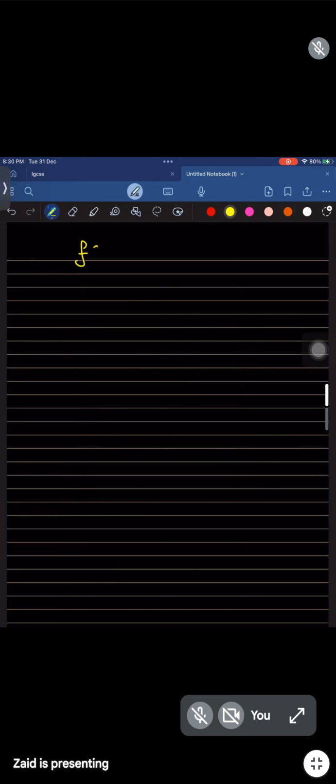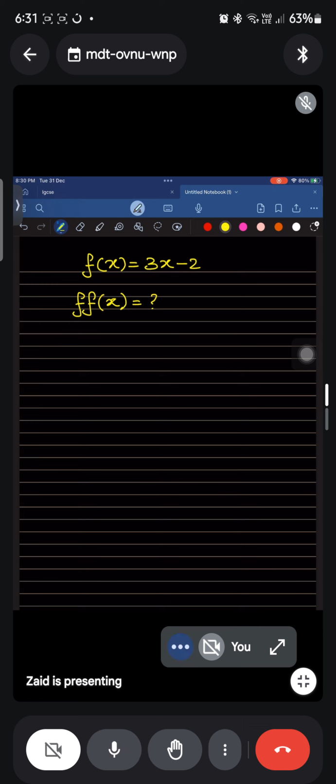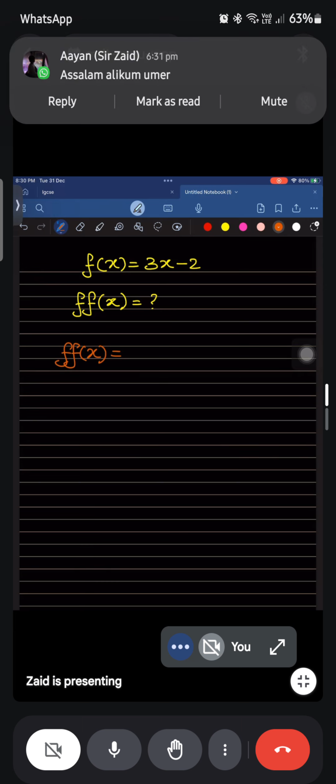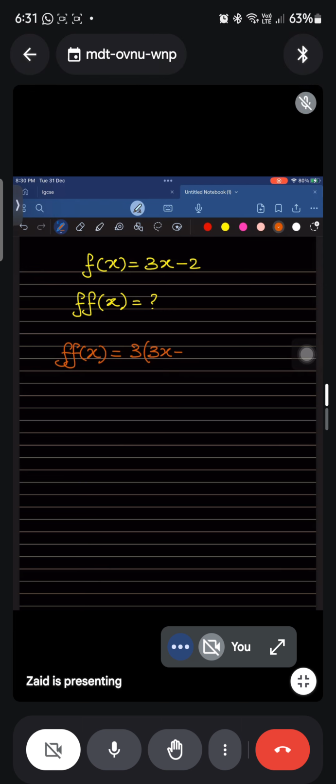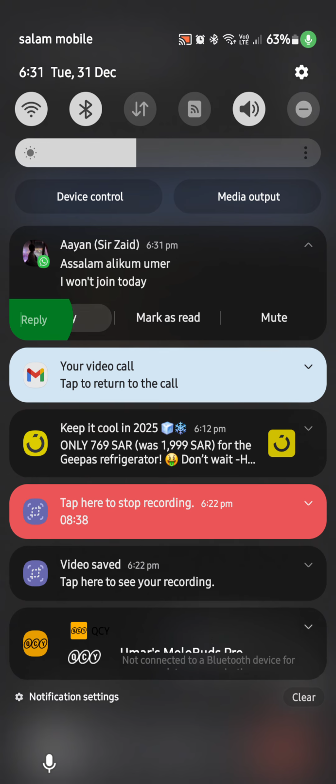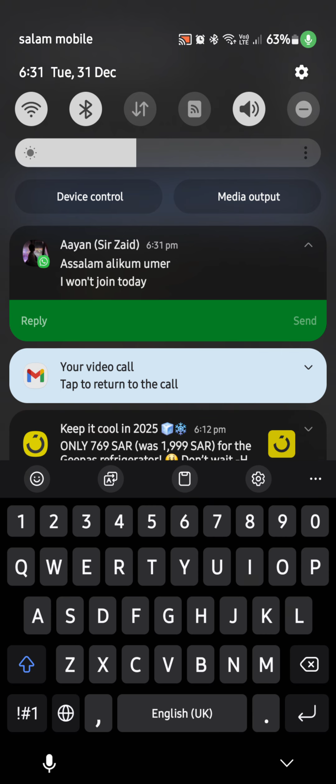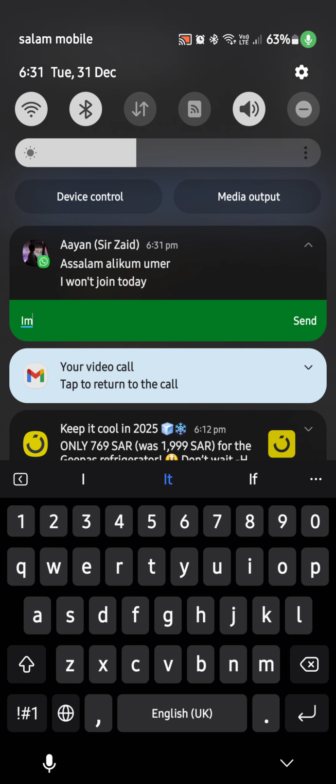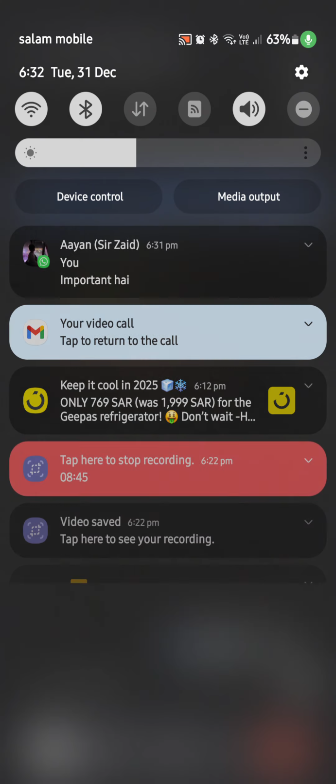For instance, we have got f of x equals 3x minus 2. And they've asked us to find ff(x). What is this? That means f is the main function and f is the composite function as well. So in place of the value of x. Very good. Like this. So function within a function, and the function is to be repeated. So that gives you 9x minus 6 minus 2.